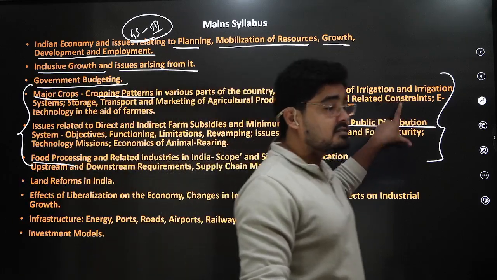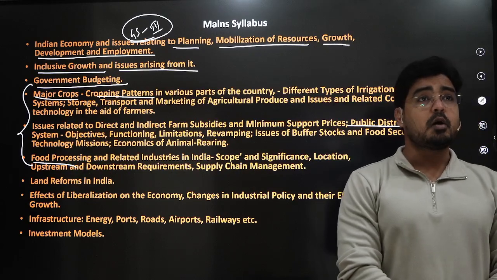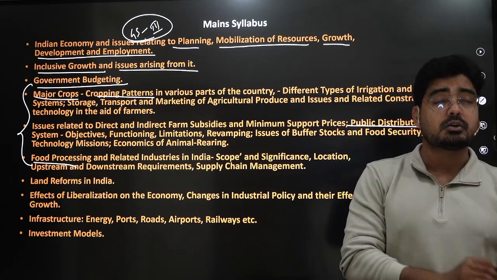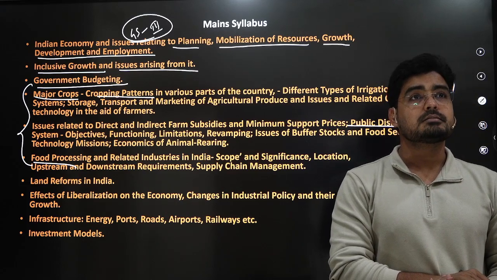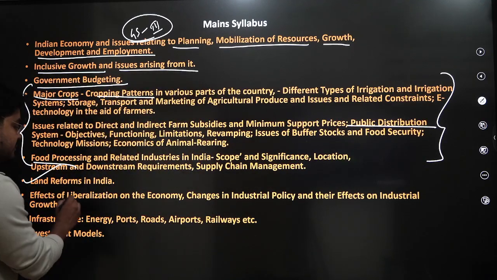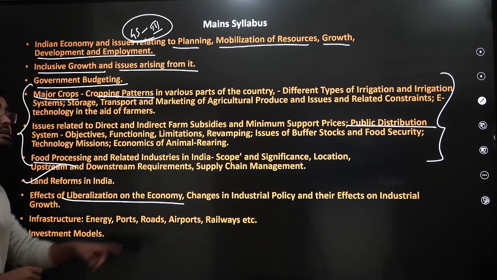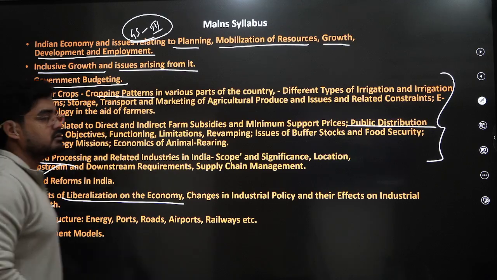In fact, this is the syllabus point from where a major chunk of the questions are going to be asked in the mains GS paper 3. And it's followed by land reforms, effect of LPG, liberalization of the economy, changes in the industrial policies and its impact, infrastructure and investment models.